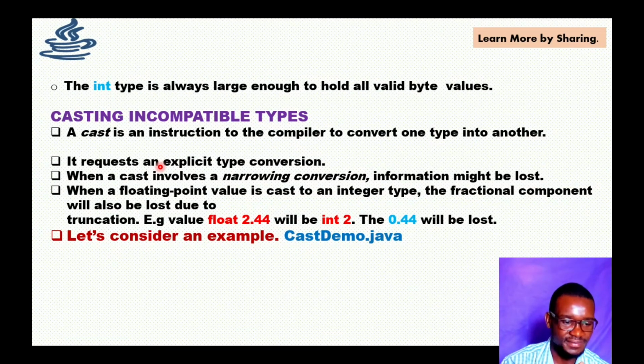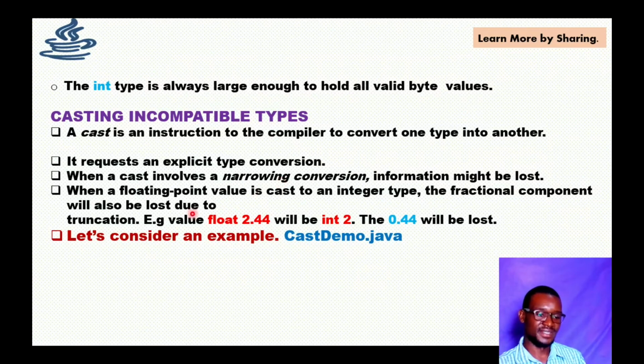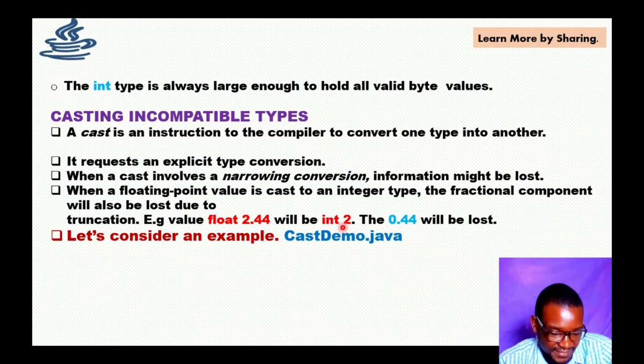So when a floating point value is cast into an integer, for example, the fractional component will be lost due to truncation. Okay, that is the narrowing conversion. So we have this example. We are told that if we convert the float 2.44 to an int, we just have 2. The 0.44 will be lost. So we just have 2.